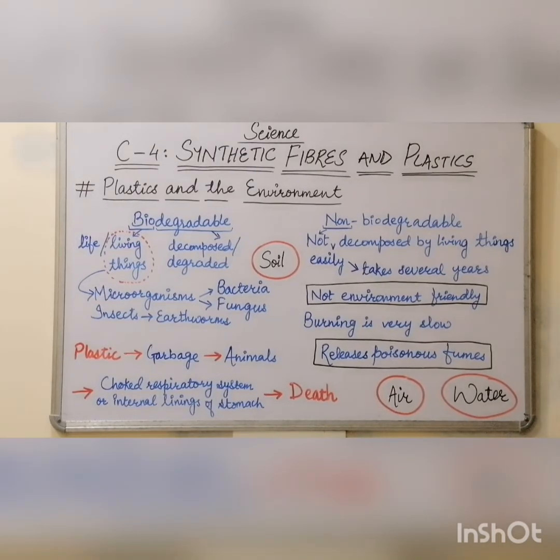So all three basic types of pollution are caused by plastics, whether it is soil, air, or water. So everything is getting polluted by plastics. Now what do we have to do to reduce this pollution?